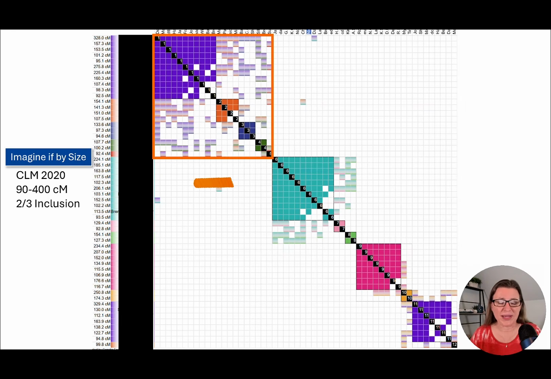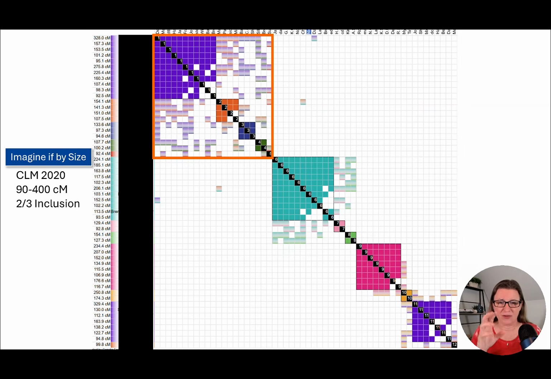Well, this I ran in 2020. This was my matches from 90 to 400. That's the range that I tell people to use for the Leeds Method because I didn't want first cousins. I wanted more like second and third cousins. And this is one of the problems with how Ancestry is doing this, in my opinion, is they're using matches that are too high and it's creating a lot of gray cells and causing confusion. So here I have quite a few clusters.